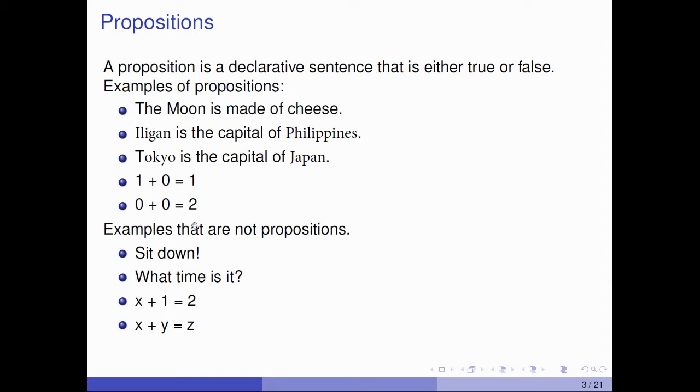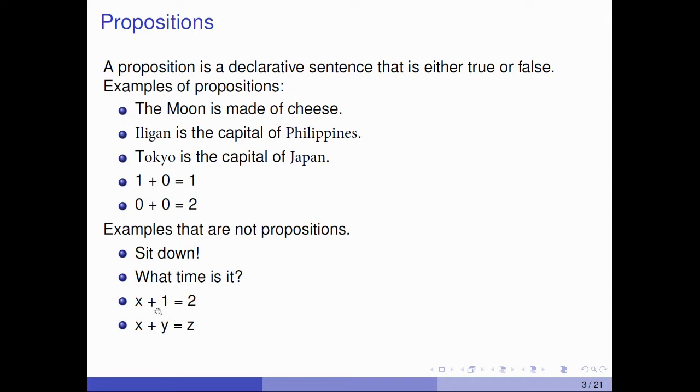Okay, the next examples are not propositions. Why? Take a look at the first one. Sit down. You can never say this is true or false, and it ends with an exclamation point. So it can never be a proposition. What time is it? It's asking for the time. You cannot say it's true or false. So it's not a proposition.